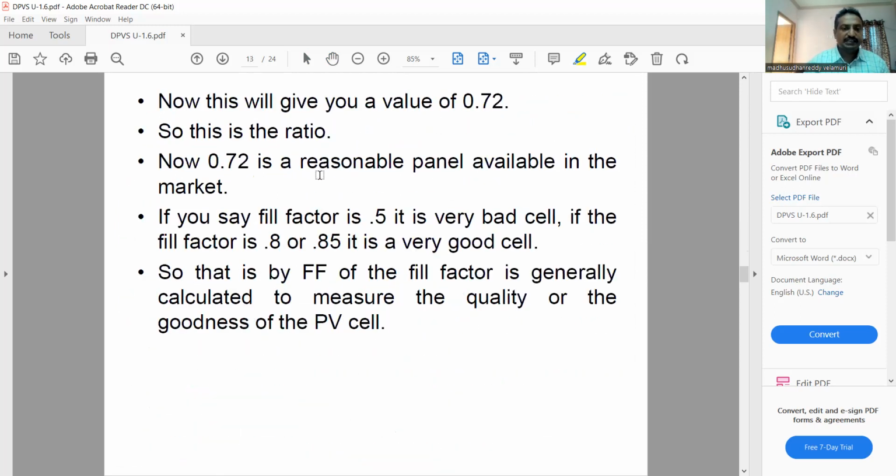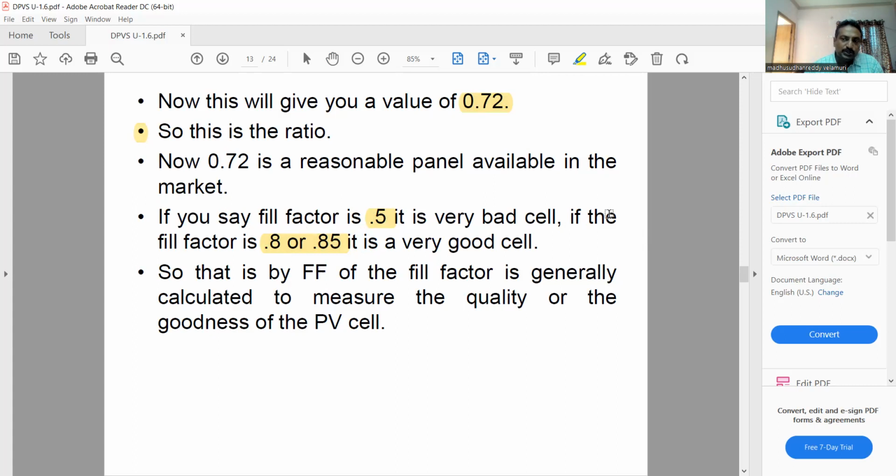What is the fill factor of our cell? 0.72. So 0.72 is a reasonable panel available in the market, but a fill factor of 0.5 is a very bad cell. If the fill factor is 0.8, it is a very good cell. Based on this fill factor, everyone can understand the performance of the PV cell.